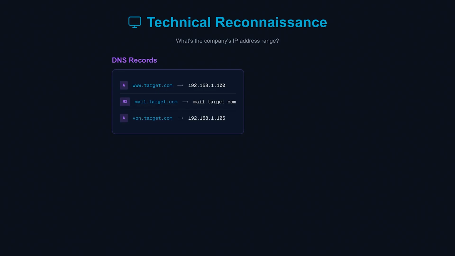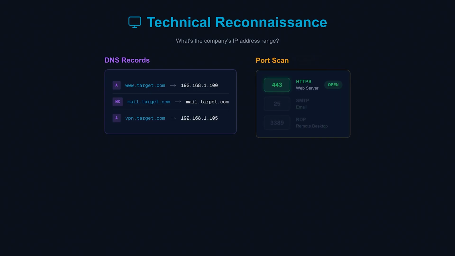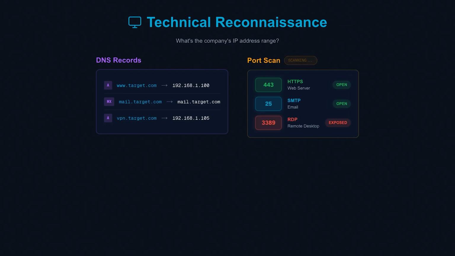DNS records show their mail servers and subdomains. A port scan reveals which services are running. Port 443 means a web server. Port 25 means email. Port 3389 means Windows Remote Desktop is exposed. Each open port is a potential door.